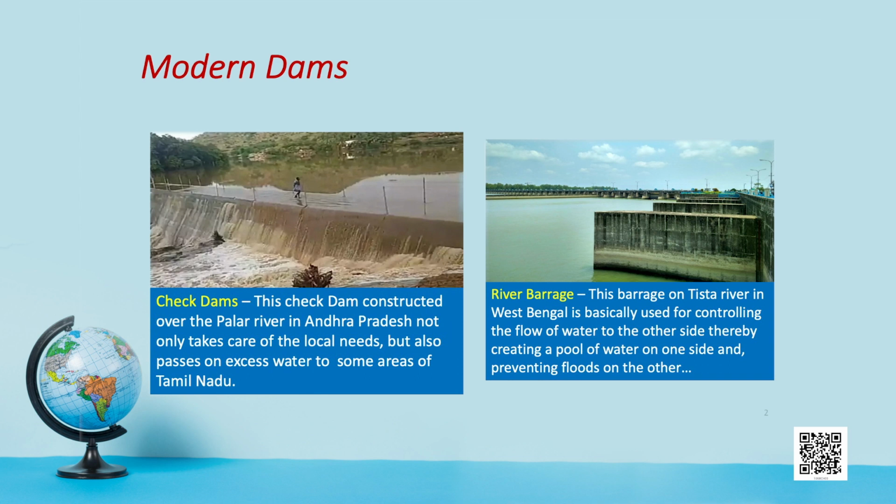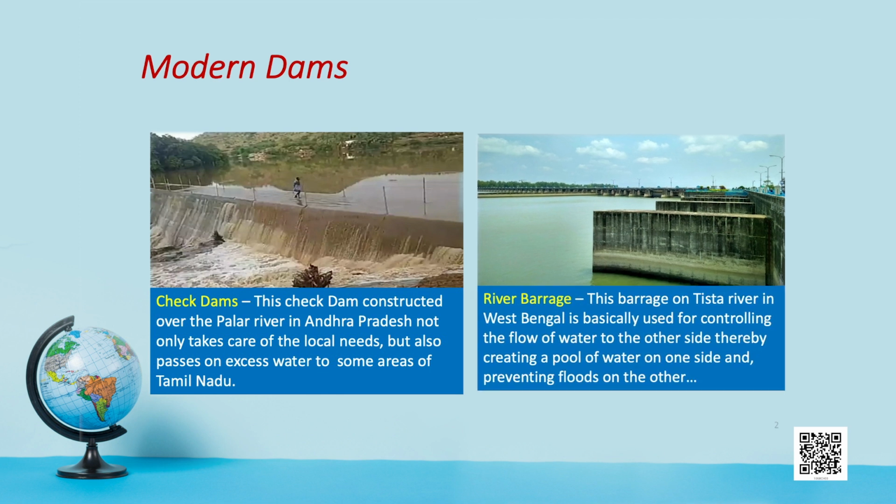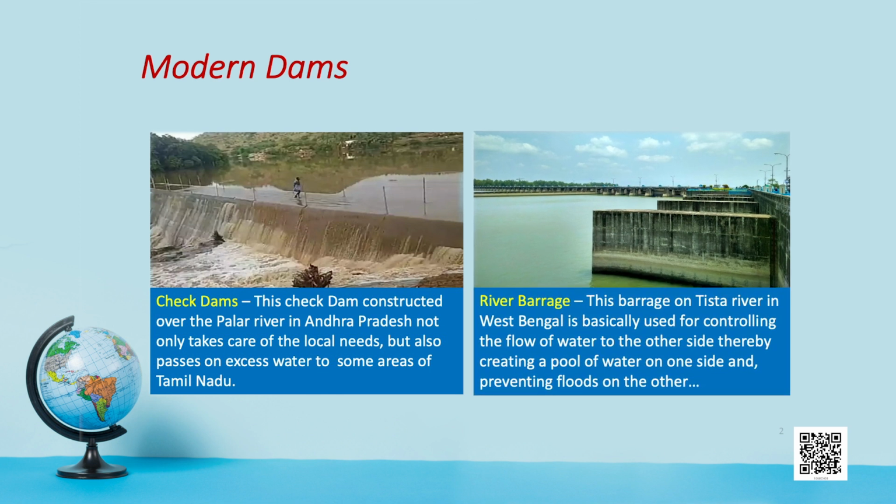This check dam constructed over the Palar river in Andhra Pradesh not only takes care of the local needs but also passes on excess water to some of the areas of Tamil Nadu. The next picture depicts a barrage on river Teesta, which is basically used for controlling the flow of water, thereby creating a pool on one side and preventing floods on the other.